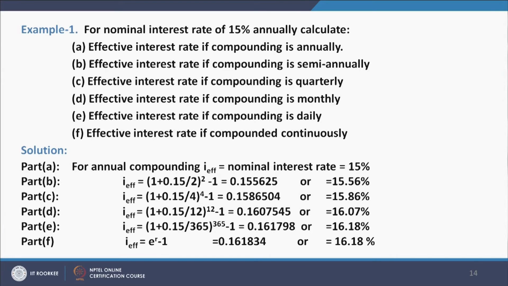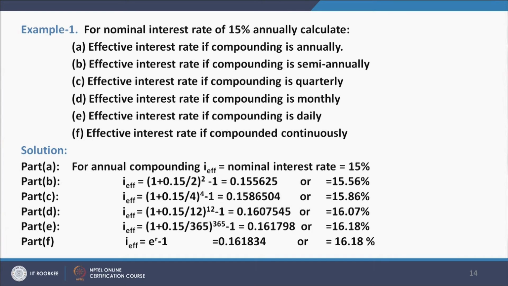Now, let us see some examples. For a nominal interest rate of 15% annually, calculate part A, the effective interest rate if compounding is annually; B, the effective interest rate if compounding is semi-annually; C, if compounding is quarterly; D, if compounding is monthly; E, if compounding is daily; and F, if compounded continuously.